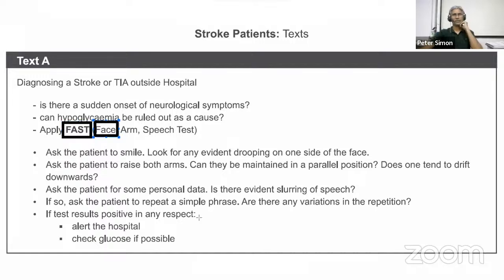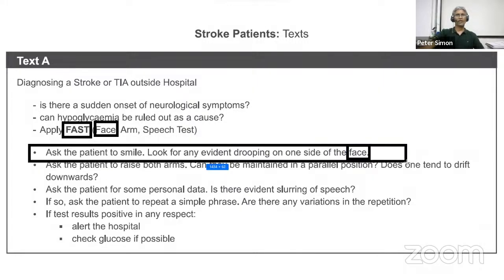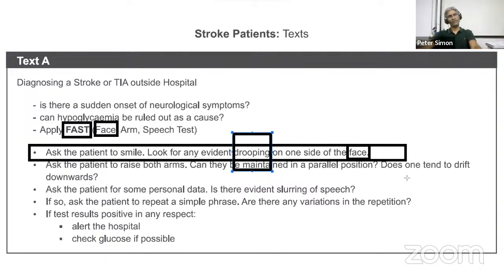Ask the patient to smile. Look for any evident dash on one side of the face. So face is the word which will help you to go to text A. Their face will be helping you. So face, here is the answer. That means the question is here, the answer is here. What is the word? Yes. The word is drooping on one side of the face. That's it.